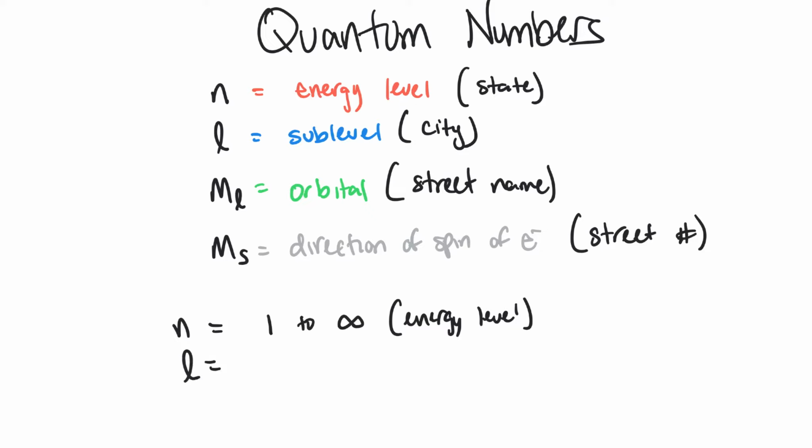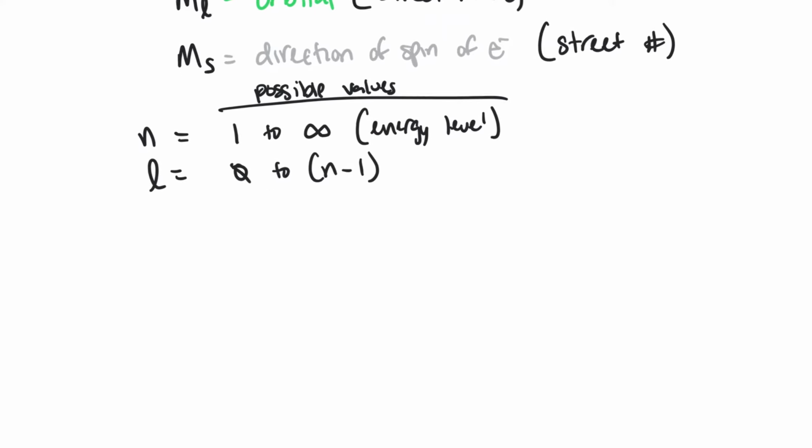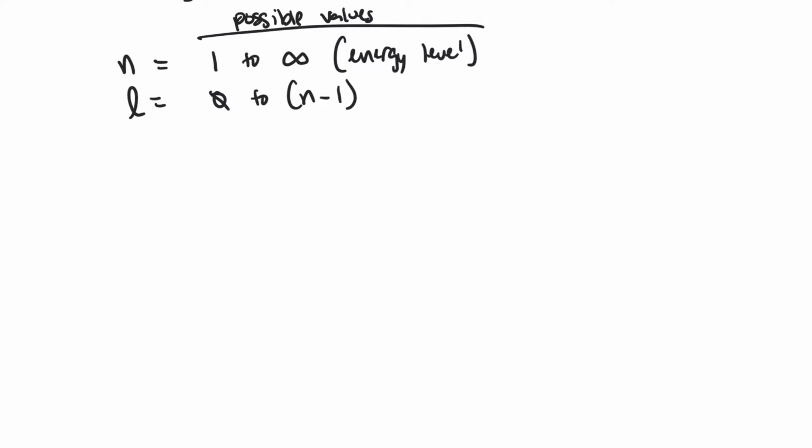Now l, its possible values. I'm just writing here, possible values for l are always from 0 to n minus 1. Hopefully that makes sense. Let me give you some examples of what I'm talking about. For example, if n is equal to 1, the possible value for l has to be 0, since n minus 1 is 0. So for l, this has to be 0.